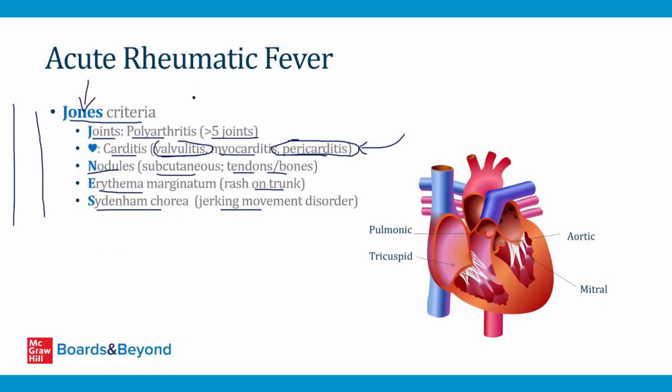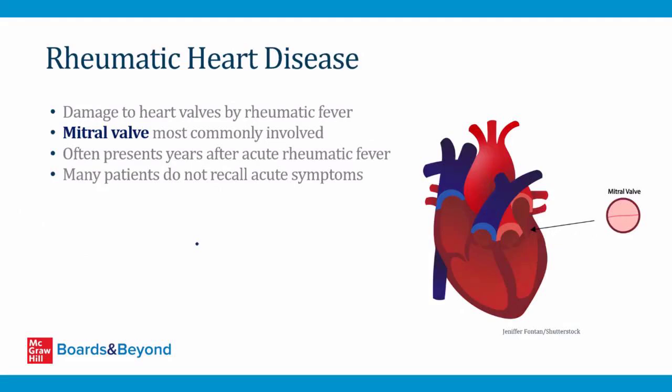And when they're present, a diagnosis of acute rheumatic fever is made. But the thing to know about acute rheumatic fever is that's usually not what leads to serious valve problems. It's usually years and years later where heart valves that have been damaged from acute rheumatic fever begin to develop stenosis or regurgitation. And that's called rheumatic heart disease.